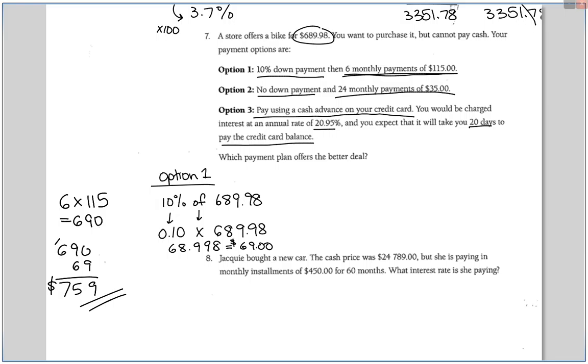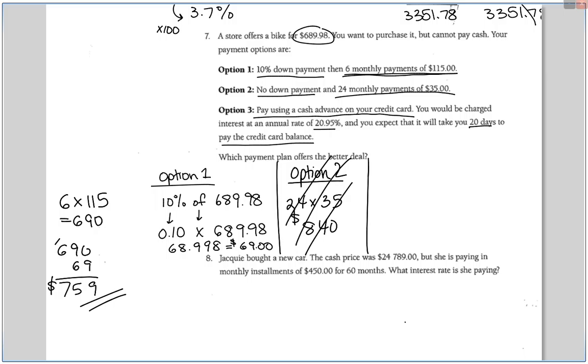Okay, let's do option 2. No down payment. So that's easy. 24 monthly payments of 35. So that's easy. 840. You want to do option 2? It's worse than option 1. So we're not doing option 2. That's garbage. Option 3.